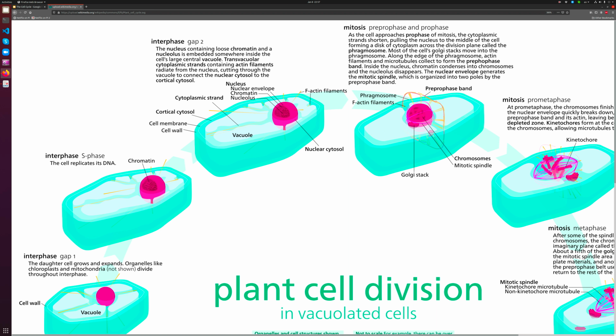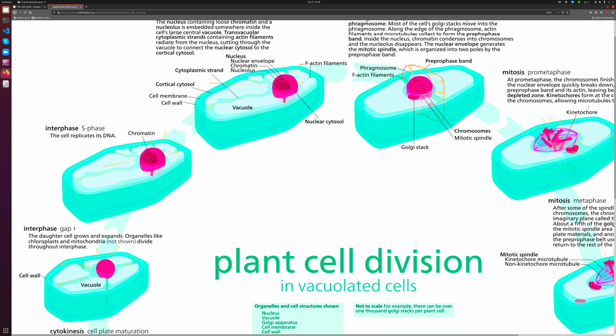Along the edge of the phragmosome, actin filaments and microtubules collect to form the pre-prophase band. Inside the nucleus, chromatin condenses into chromosomes and the nucleolus disappears. The nuclear envelope generates the mitotic spindle, which is organized into two poles by the pre-prophase band.